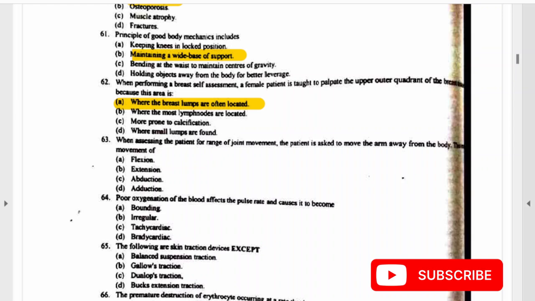So 63, when assessing the range of joint movement, the patient is asked to move the arm away from the body. It seems that this question is incomplete, so I won't even answer it. Well, let's keep question 63.